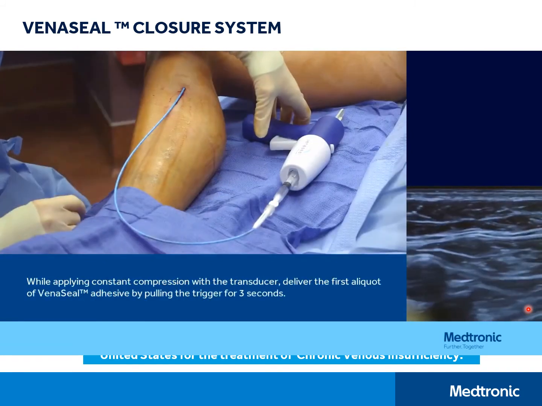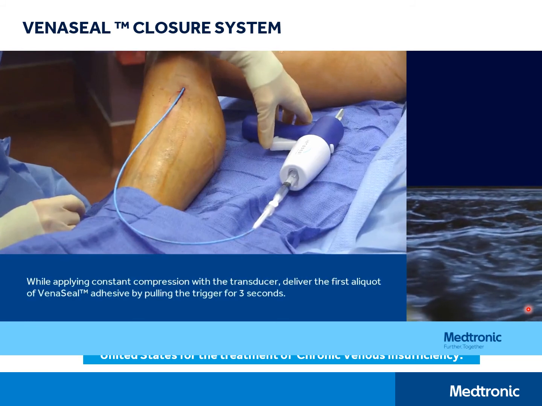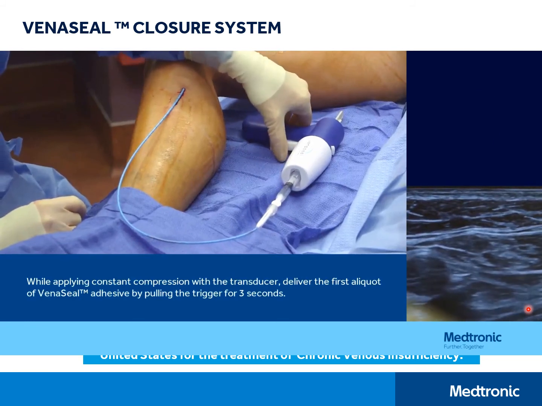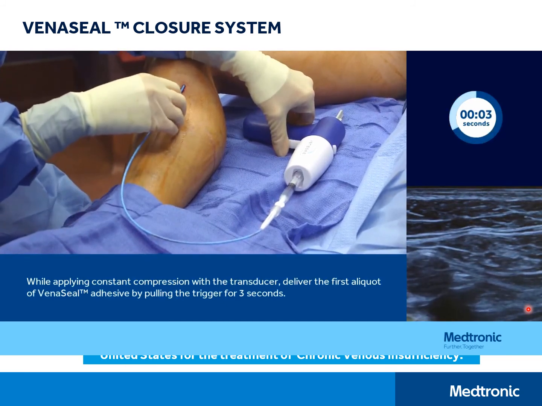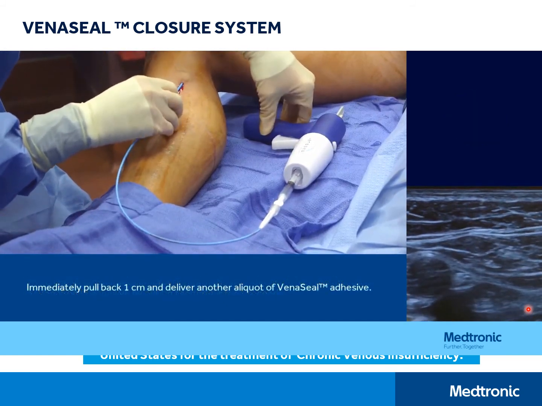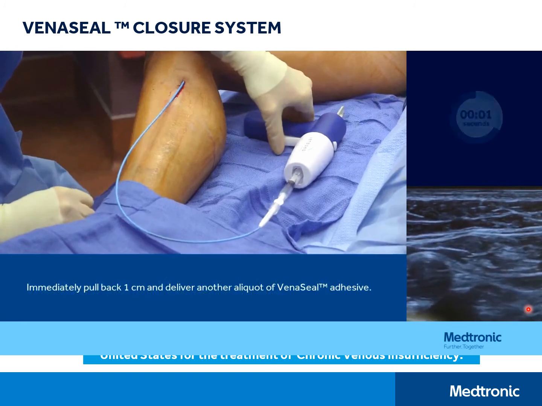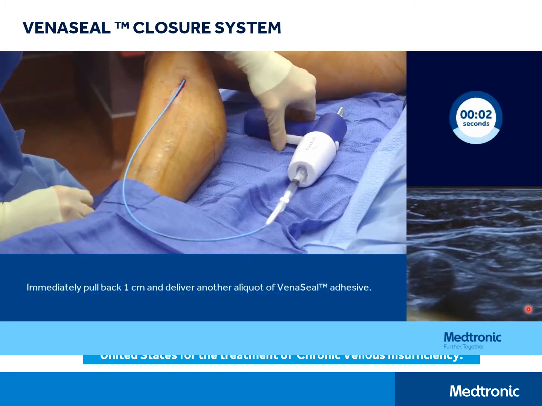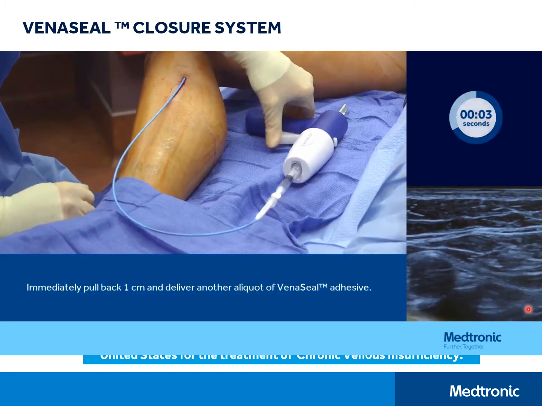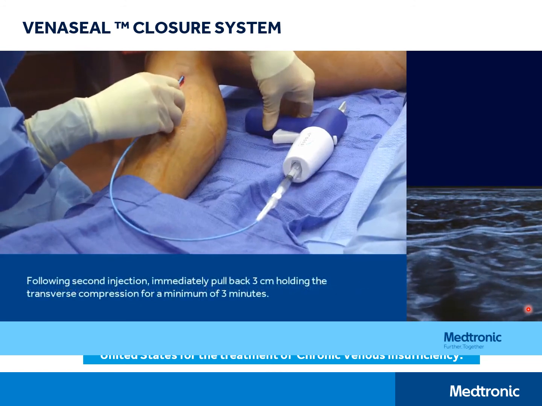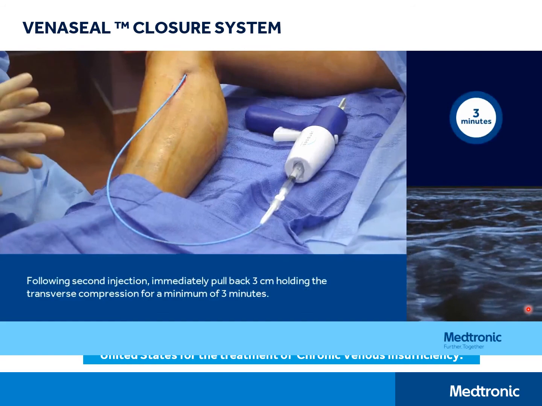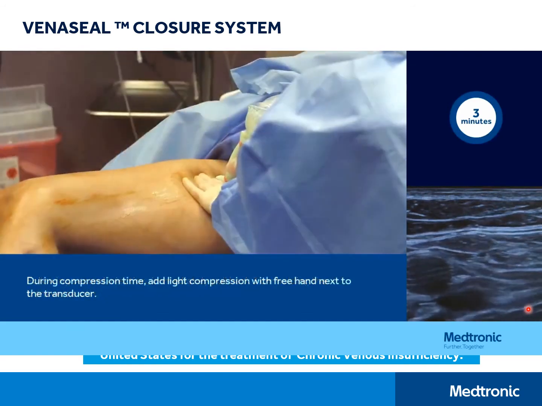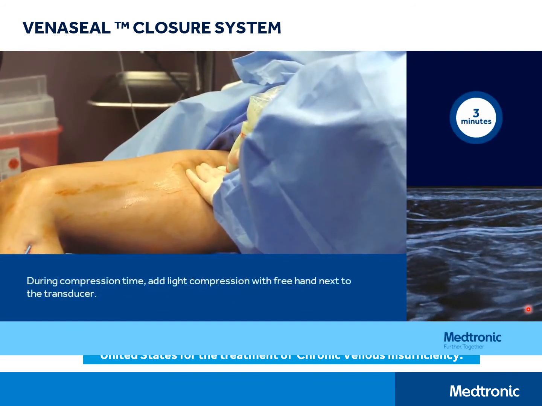This is a very important step, because this procedure is always under the guidance of ultrasonography. Once you compress it, now inject the glue for 3 seconds and withdraw for 1 centimeter. Again inject for 3 seconds. Every 3-second injection gives a 0.1 cc dose of glue into the venous system, and now compress this segment for 3 minutes. So what happened?